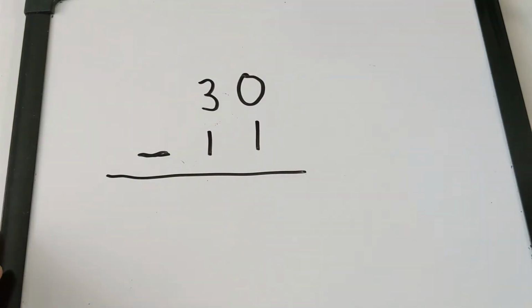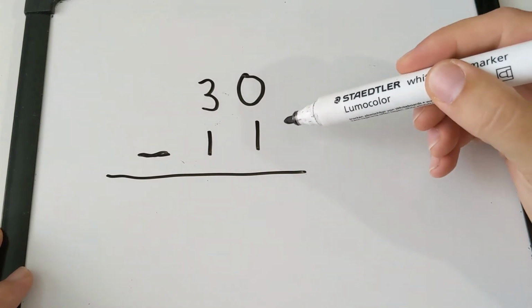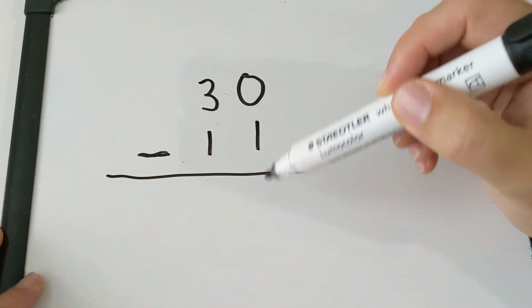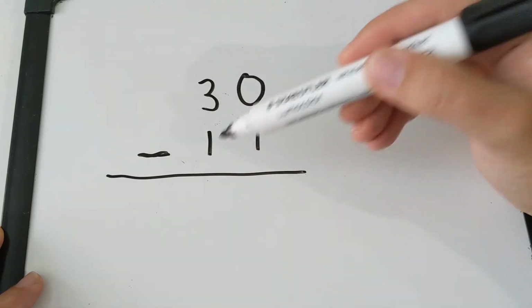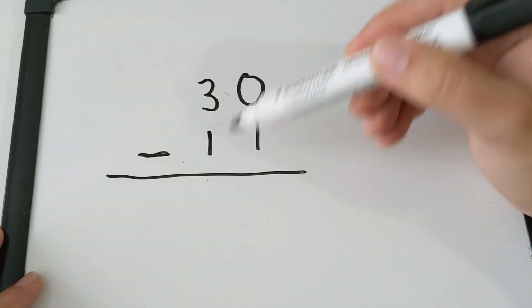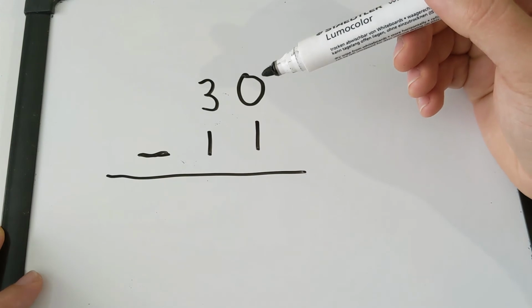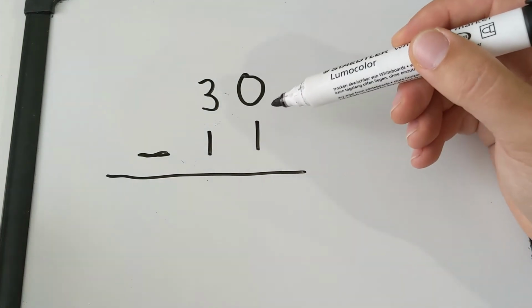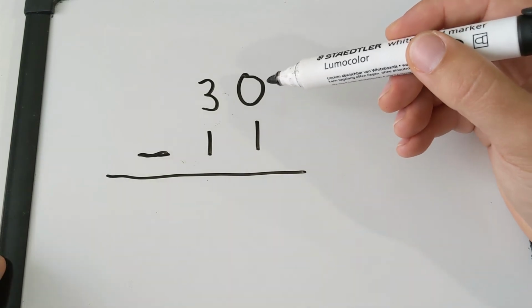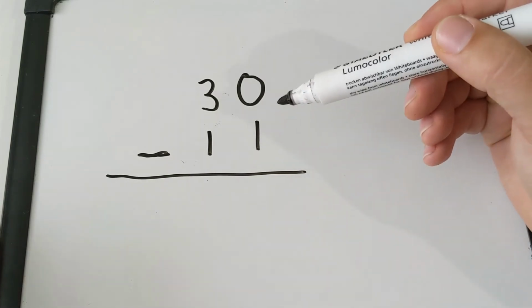Here's another example. 30 take away 11. I've made sure to write my algorithm nice and neatly with my units column and tens column in a nice clear line so that I don't confuse myself. Let's start with our units column. And we're in a bit of a pickle again. 0 take away 1, that's not going to work.